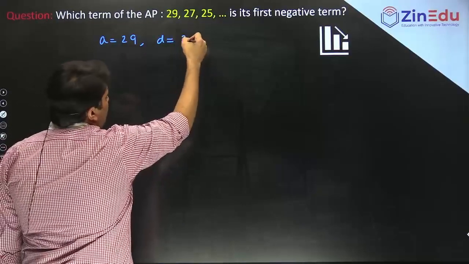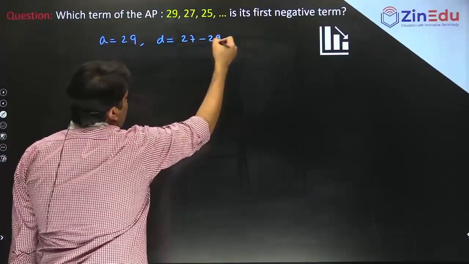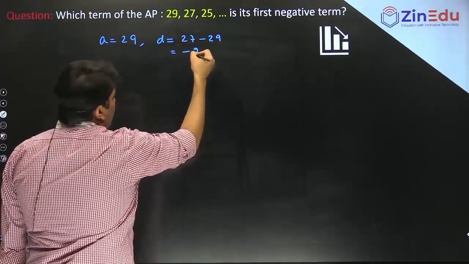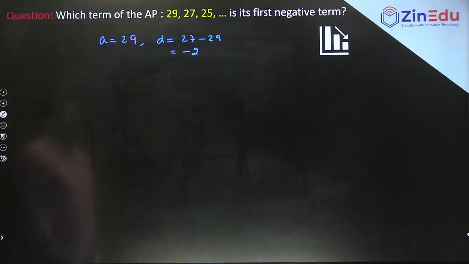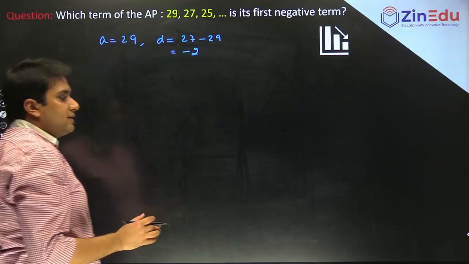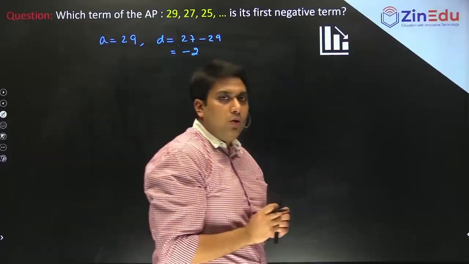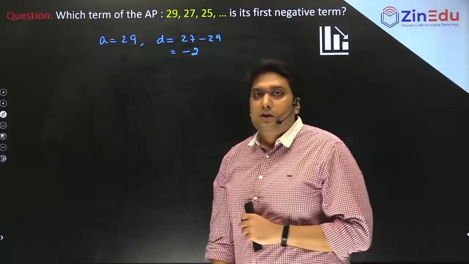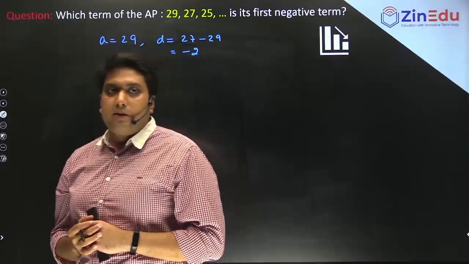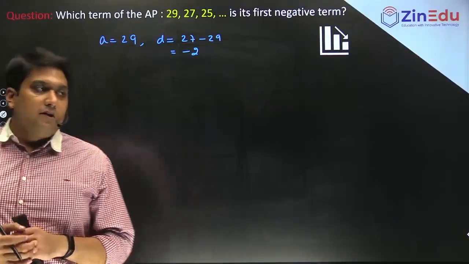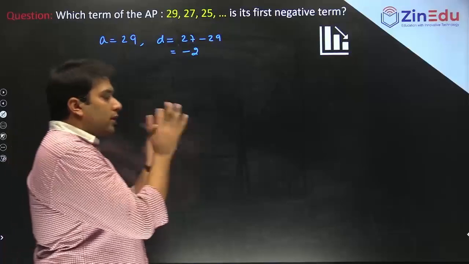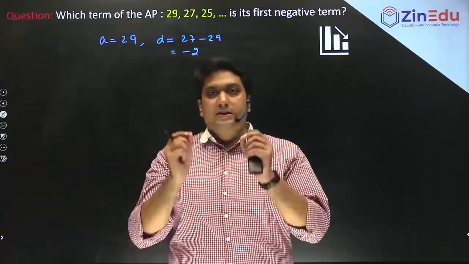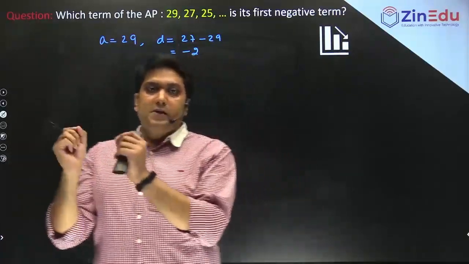Common difference will be 27 minus 29, so that would be minus 2. And now we need to find the first negative term. I do not know which term or what number will be the first negative term of this AP, so let us go according to the question. The question says find its first negative term.